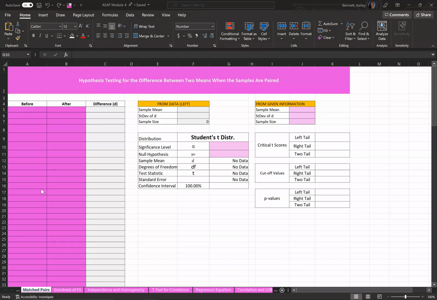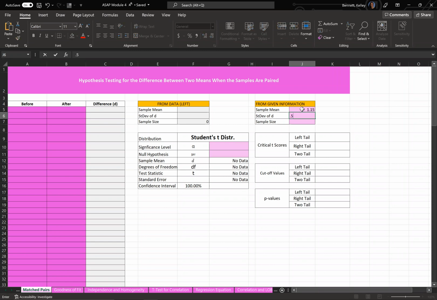Okay, so once I'm in Excel for matched pairs, I have 2 roads that I can choose. I can either put in raw data, and this should feel familiar to when we had independent means. I can put in the raw data and it'll crunch out the difference for me, take the mean of the sample differences, compute the standard deviation and the sample size. That's great. Or I can give it what the sample mean is. And so we weren't given raw data. We were just given the sample mean. D bar was 1.15. The standard deviation for the sample was 0.5. And we know that the sample size was 41, which means we met our assumptions.